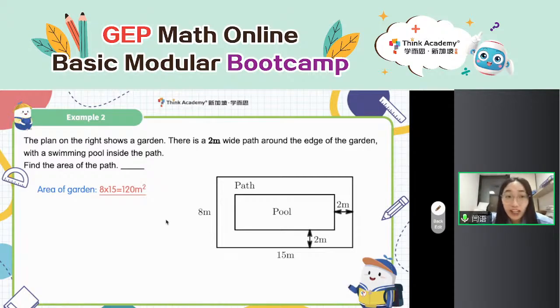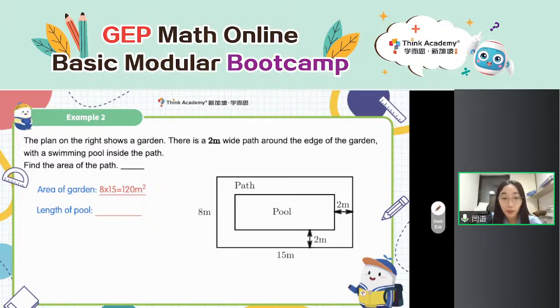But since the question is only asking you to figure out the area of the path, what should we do with the swimming pool in the middle? I try to remove it, right? So here, firstly, you need to figure out the area of the pool. But so far, I have no idea about the length and the width. Let's try one by one.